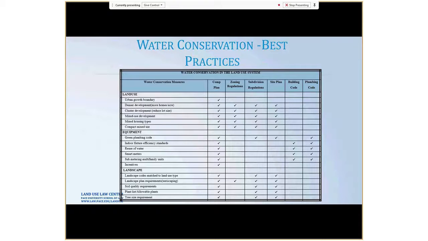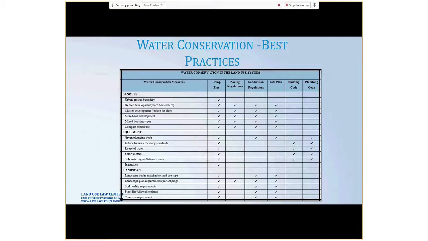And look what the group did. Water and land use planners working together agreed that all of them belong in the comprehensive plan. They all should be mentioned in the comprehensive plan. And then some should be carried out through zoning, some through subdivision regulations, some through site plan regulation, others through building or plumbing code amendments.